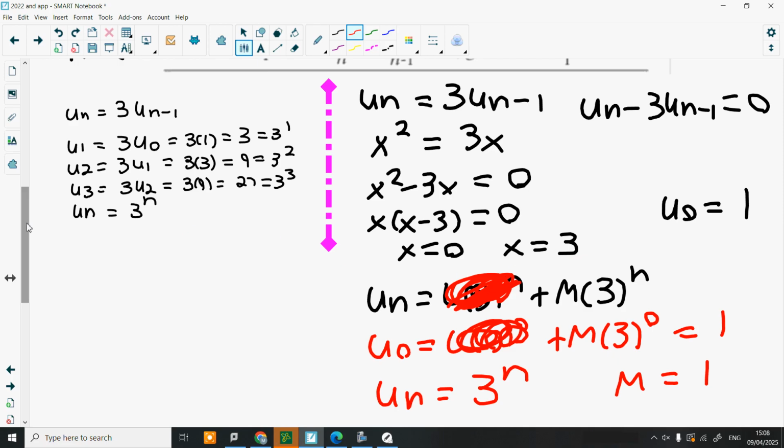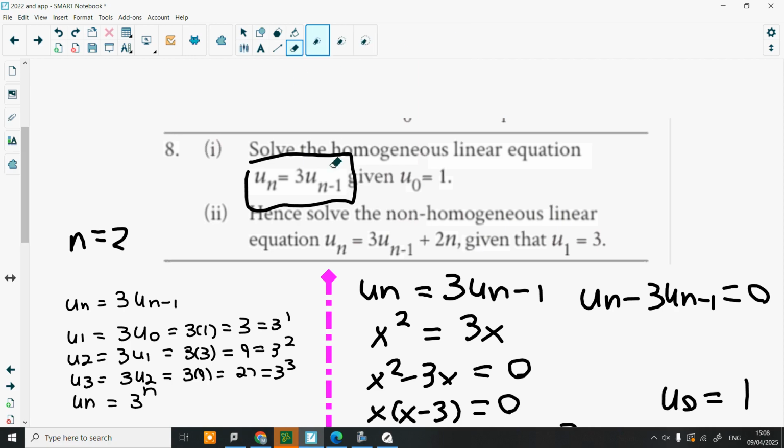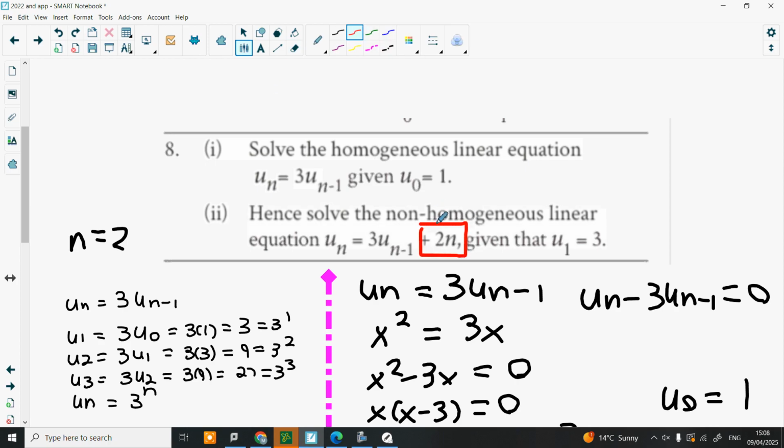Now, next one. Please bear in mind that part 1 and part 2 are very similar. Do you see the very little difference between the two of them? What's the only difference? Well, 2 to the power n gets lobbed in there. And I could rearrange it so that it's un minus 3 un minus 1 equals 2 to the power of n. Agreed?